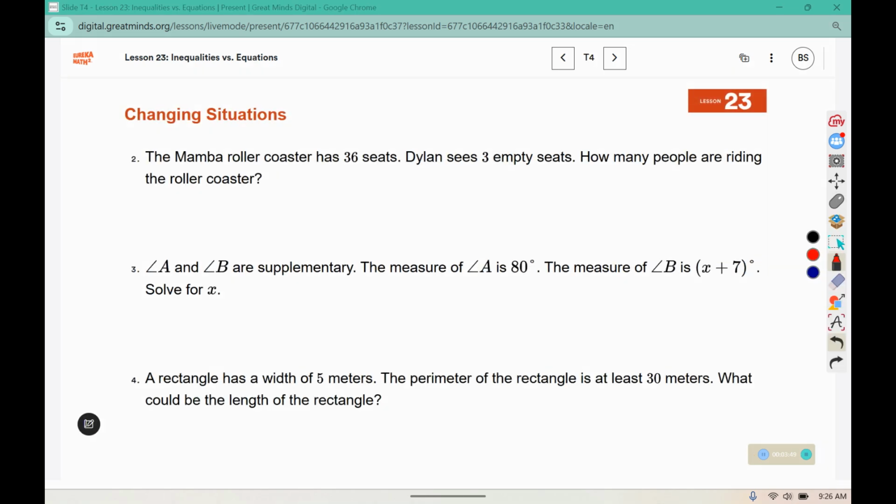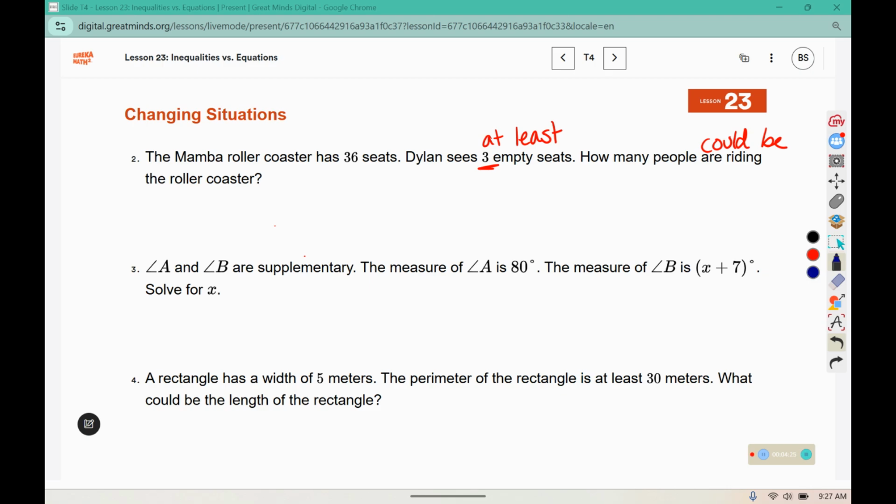The Mamba roller coaster has 36 seats. Dylan sees 3 empty seats. How many people are riding the roller coaster? That was an equation. If we wanted to change it to an inequality, we could say he sees at least 3 empty seats. How many people could be riding? And then we would solve it, and there would be multiple options because there's 3 or more empty seats.